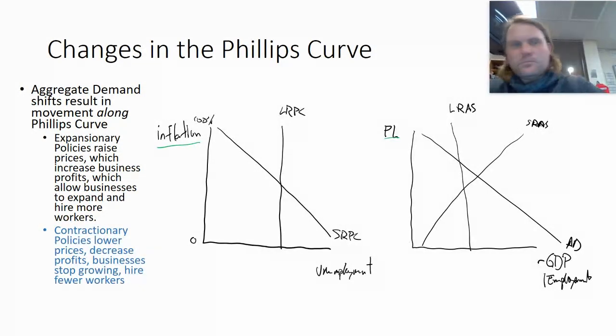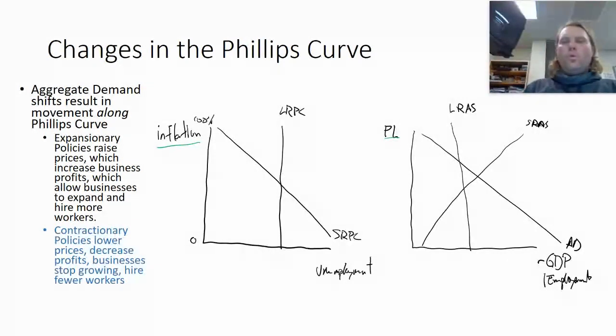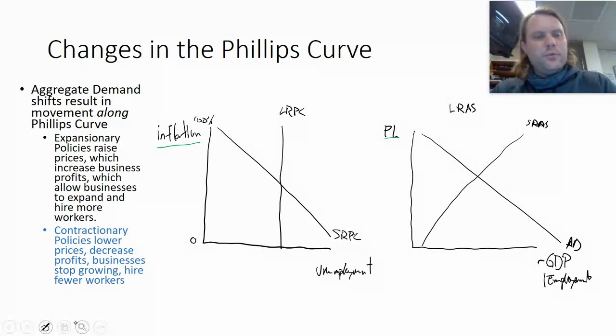So our aggregate demand shifts are going to cause one of two things. I'm going to change how I draw this real quick. I'm going to put us in long run equilibrium.